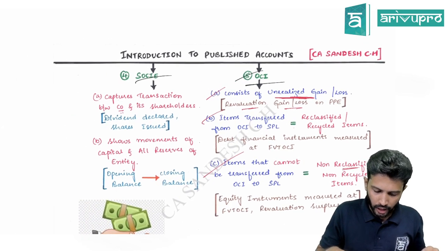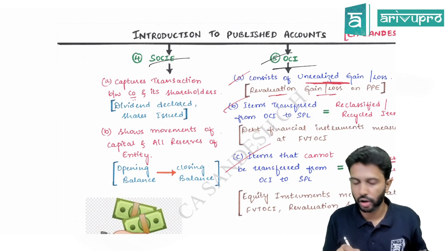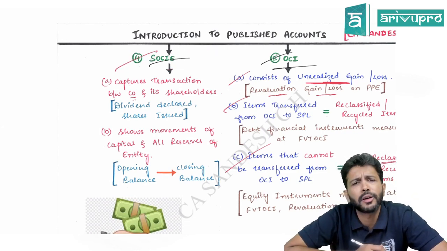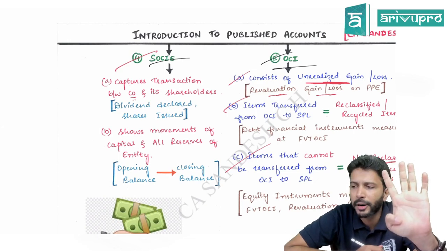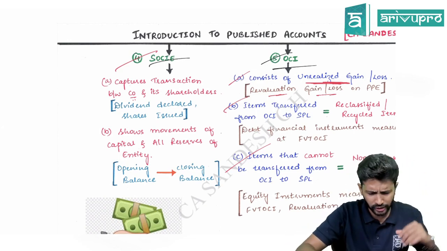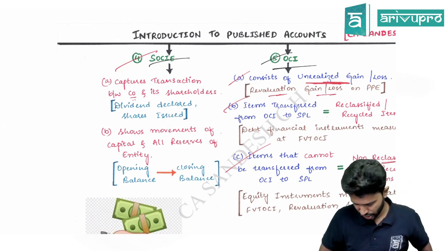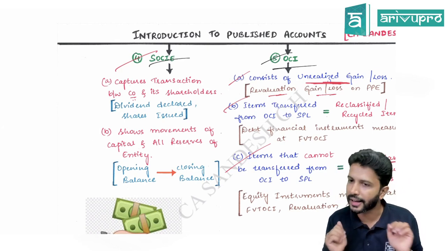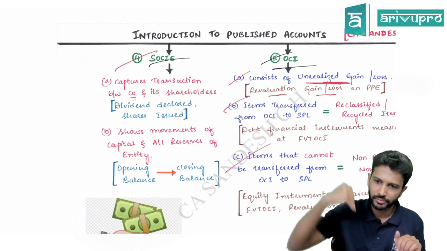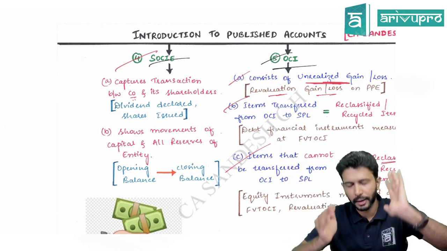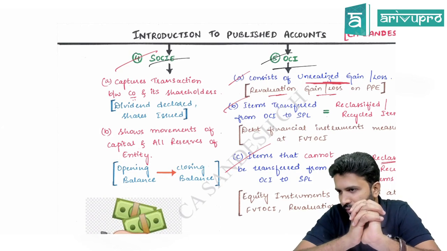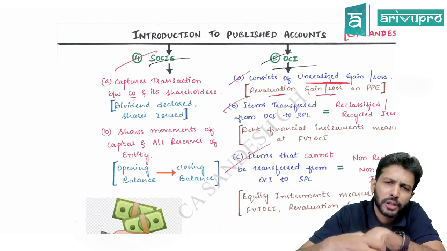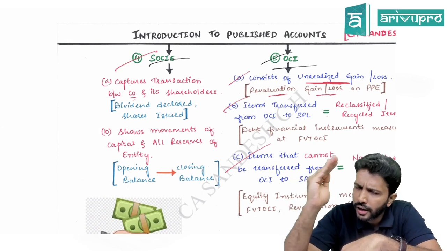Can I move on to the last question mark for this particular topic, which is what? SOCI. SOCI full form is what? Statement of changes in equity. Or else, one minute, let's have a quick recap of whatever we have learned till now. What did we start with? You help me out here. The topic is published accounts. What will be published? Financial statements.